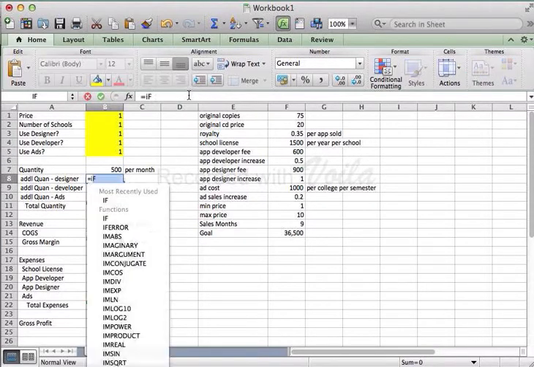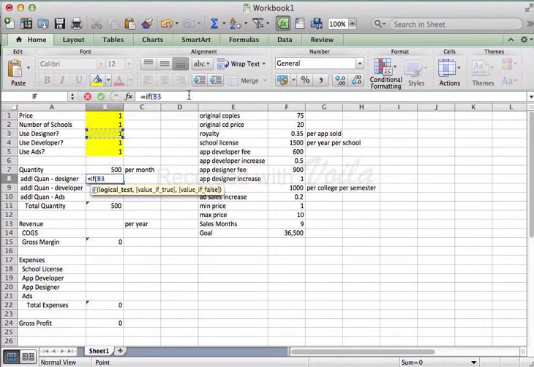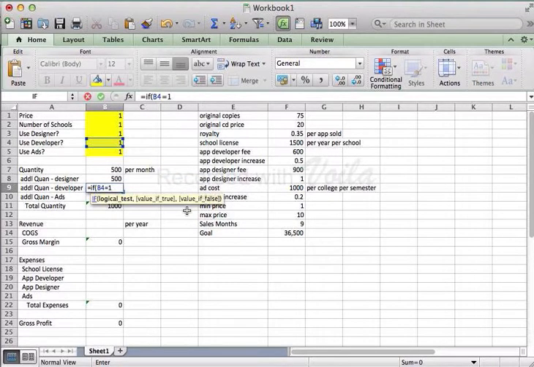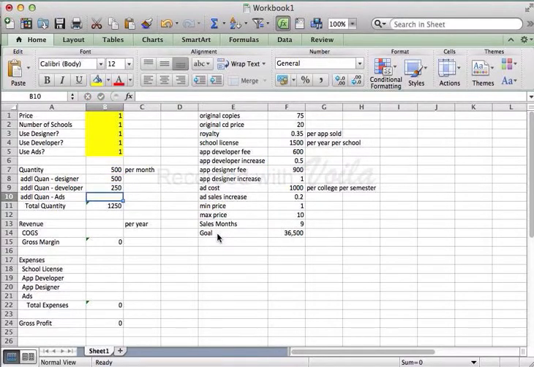And so for the designer, if use the designer is equal to 1, then the additional quantity because of the designer would be this 100% times the base quantity. Otherwise, the additional is 0. Now we're going to do the same thing for the developer. If the developer decision is equal to 1, then the developer increase times the base quantity, otherwise 0. And we'll test them all at once.